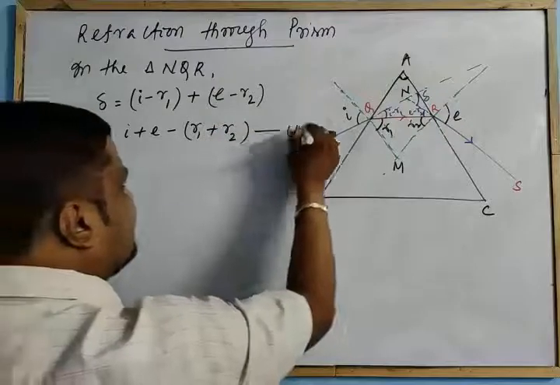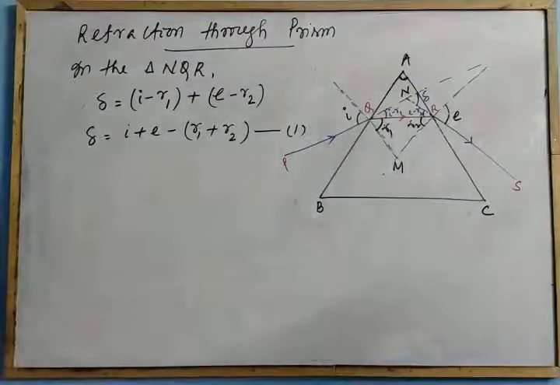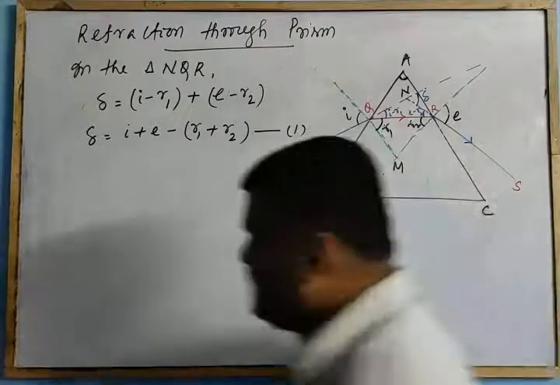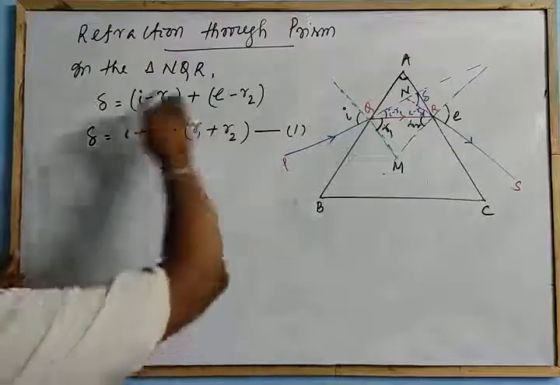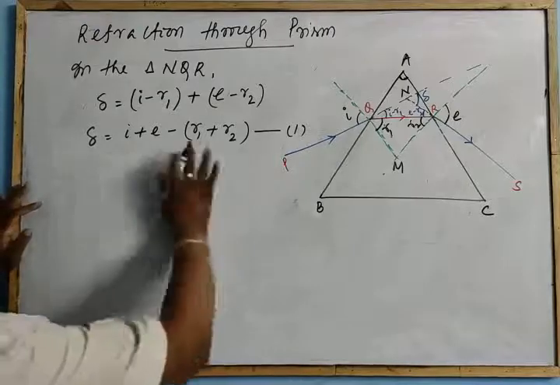Let me write this as equation 1. That is the angle of deviation delta. Clear? So I got the expression for delta. Now, how do I simplify the expression for delta further? I will write this in the form of the angle of prism. How to write this expression?